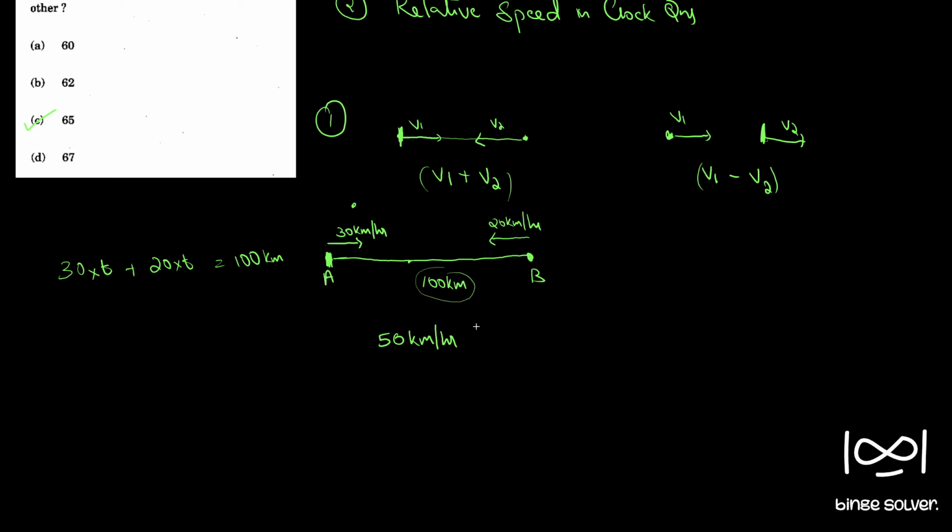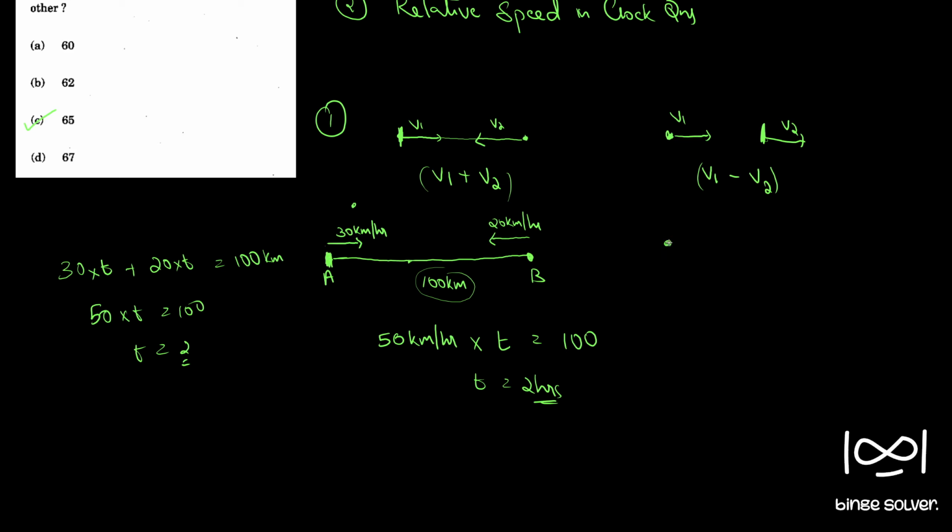So we can write right away, looking at the relative speed, 30 plus 20, 50 kilometers per hour, into T, where T is time, is equal to 100. So we get T equal to 2 hours. It will take B to meet A 2 hours. If you see here also, we get 15 into T equal to 100, and T equal to the same 2. Same concept, but we used the relative speed, where A is not changing.